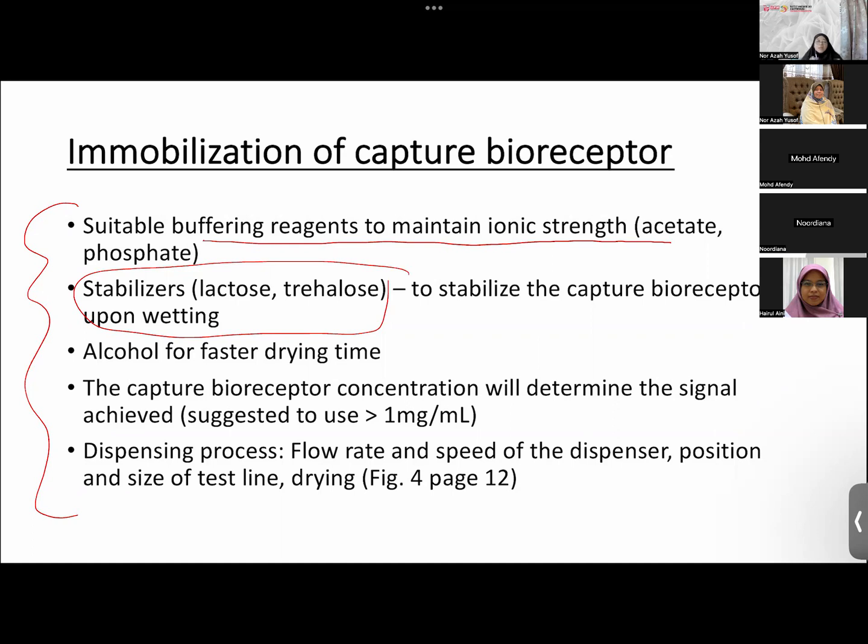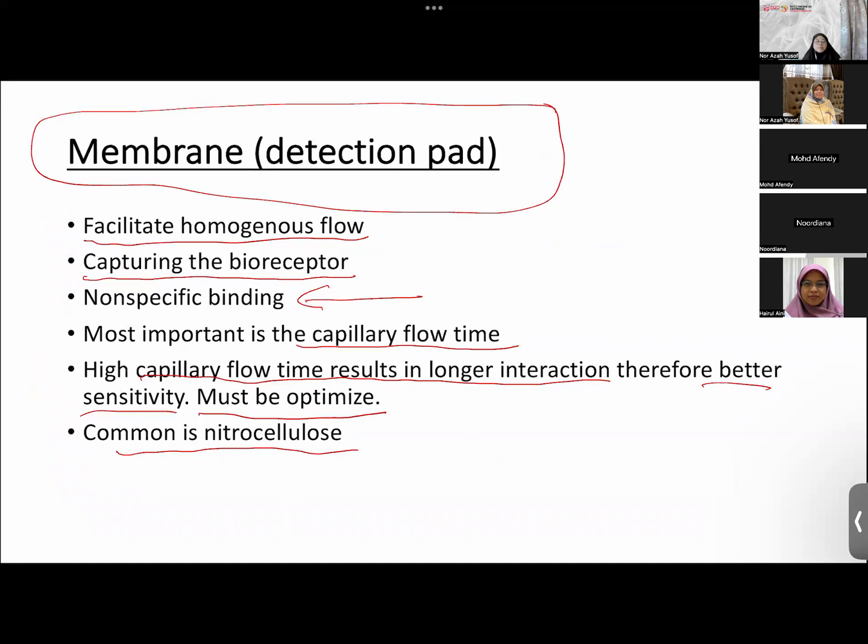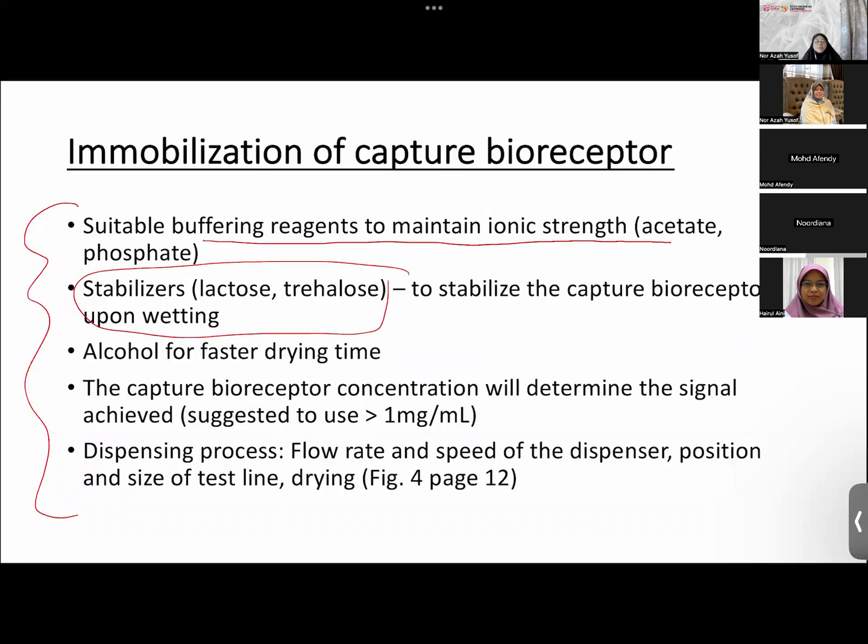This is actually on the same detection pad, the test line or the control line, so everything has to be there. Alcohol is for faster drying time, as well as to stabilize. Again, the capture bioreceptor concentration will determine the signal achieved, of course. Sometimes, because we know antibody is very expensive, we tend to put less, but it is suggested to use more than 1 milligram per mil for a sandwich non-competitive assay.